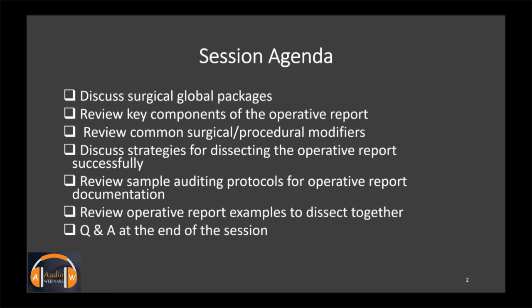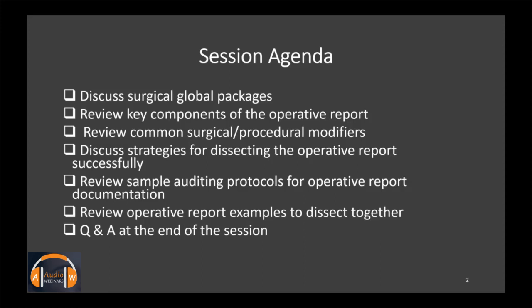We'll also talk about the key components of the operative report. So we're going to go through a full operative report together, and then I'll talk about each section before we get to that example where we actually dissect it together. We'll also talk about some of the most common surgical modifiers that you'll need to be aware of as you're coding operative reports. We're not going to talk about all of them, but we're going to talk about the most commonly reported modifiers. We'll also talk about some strategies that are my favorite in terms of dissecting the operative report so that you can be successful as you're reading through and extracting what's codable.